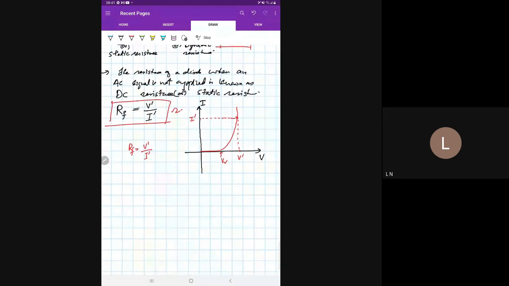But the resistance of a diode when signal is applied, signal meaning AC signal, is known as AC or dynamic resistance.